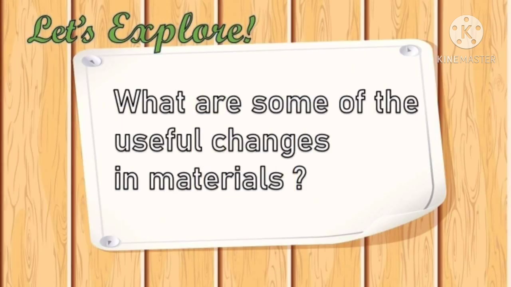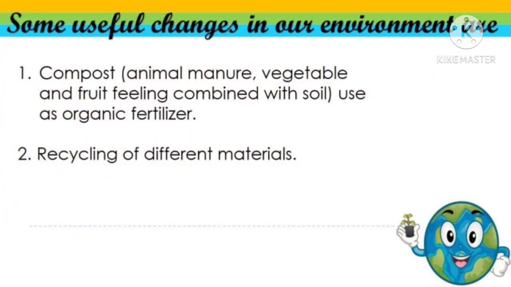Now, what do you think are some useful changes in materials that are beneficial or helpful for our environment? Here are some. First is when you know how to make compost. A compost is a combination of animal manure, vegetable and fruit peelings, and soil. The compost can be used as an organic fertilizer. Also, recycling of different materials is a good way for us to lessen our garbage, and at the same time, we can save money and improve our creativity when we do recycling.